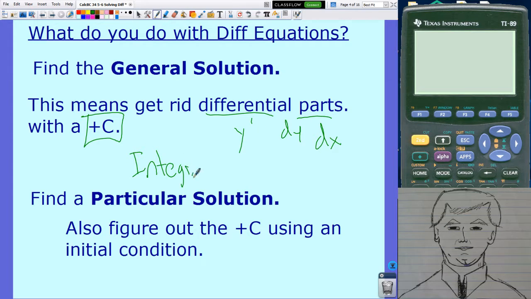So after you find the general solution, sometimes you might also need to find a particular solution. A particular solution means you just figure out what the plus c is, and you've done this before with integration. We usually are given some kind of initial condition, and you plug that in for your x's and y's and solve for your c.